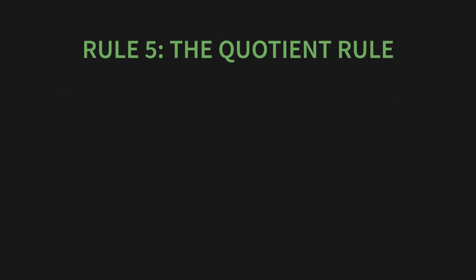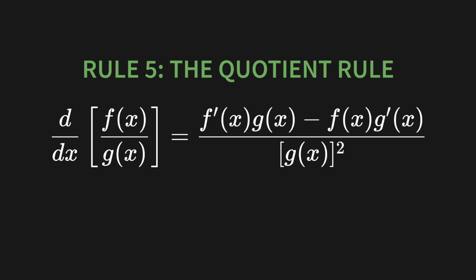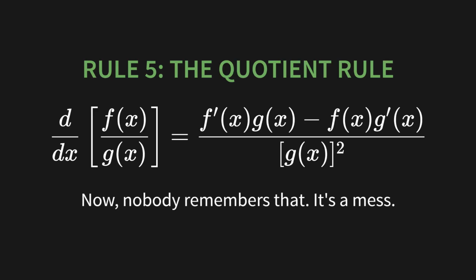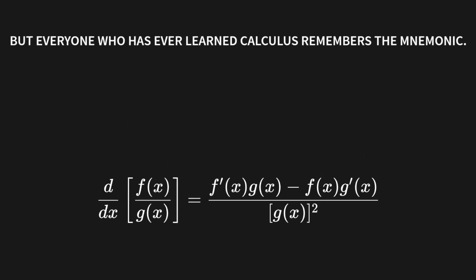And look at this formula. d over dx of f of x over g of x equals f prime of x g of x minus f of x g prime of x all over g of x squared. Now nobody remembers that. Seriously, it's just a mess. But everyone who has ever learned calculus remembers the mnemonic.